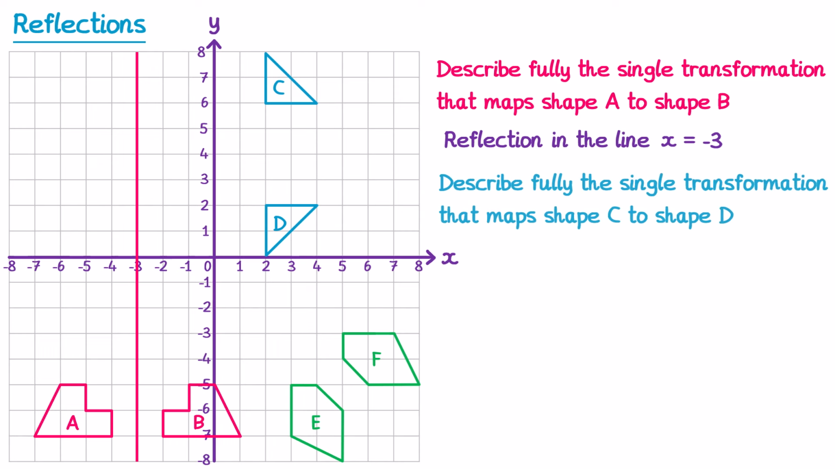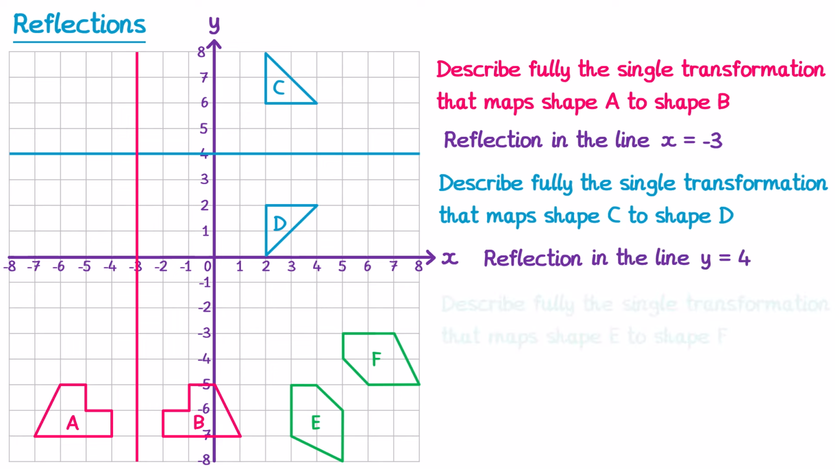Now let's look at the blue shapes. So describe the single transformation that maps shape C onto shape D. So once again, we need to write down it's a reflection because that gets us one mark. Then we want to draw on the mirror line. I can see that there's four squares in between shape C and D. So if I go two squares away from either of them, I end up drawing this line here. This line crosses the y-axis at 4, so its equation is y equals 4. So we would say this is a reflection in the line y equals 4.